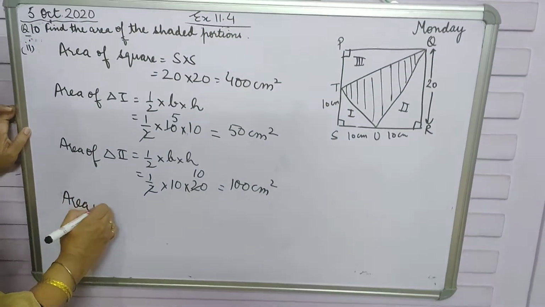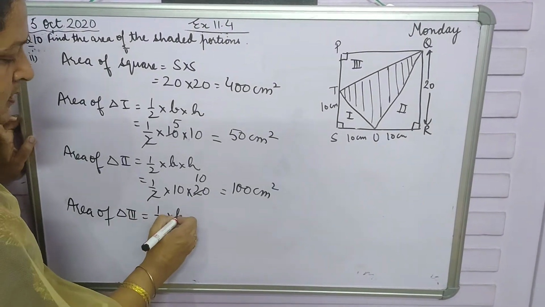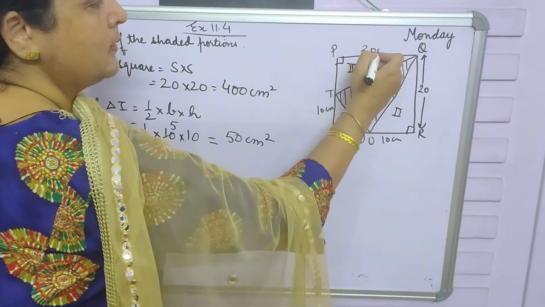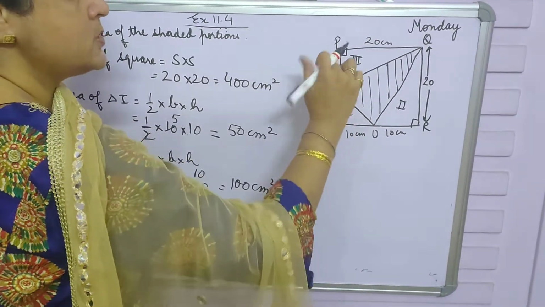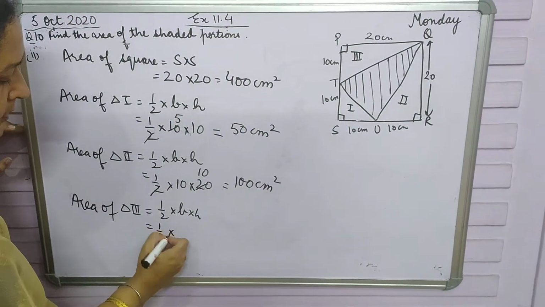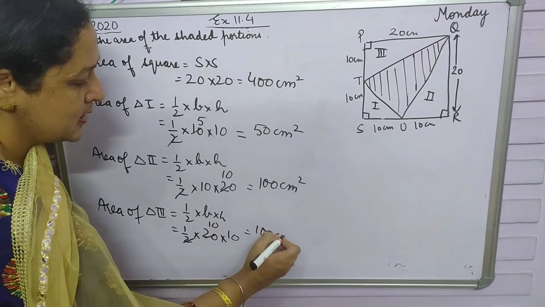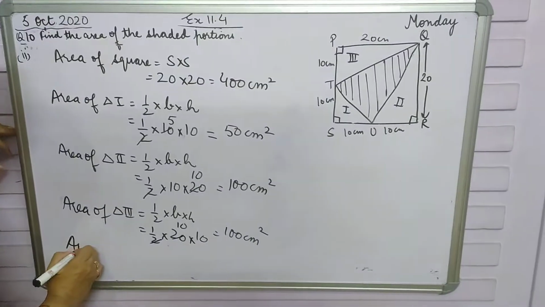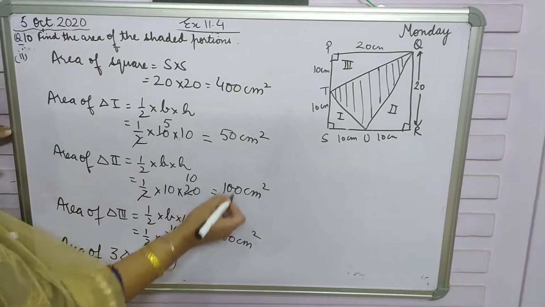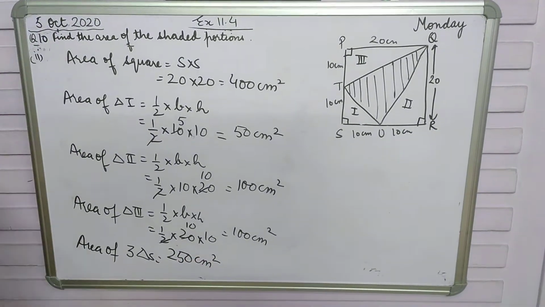And area of triangle 3 is again half into base into height. Now let us see, if this is 20, this is also 20. And if this is 10, since this whole is 20, that means this is 10. So it is half into 20 into 10. Again it is 100 centimeter square. Now the area of three triangles is 100 plus 100 plus 50, equal to 250 centimeter square.